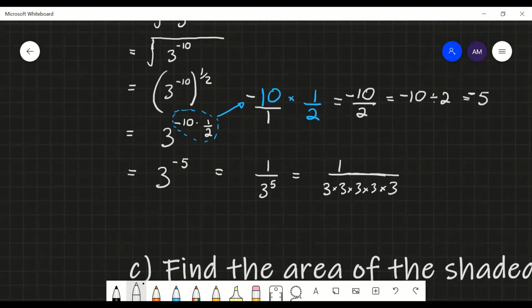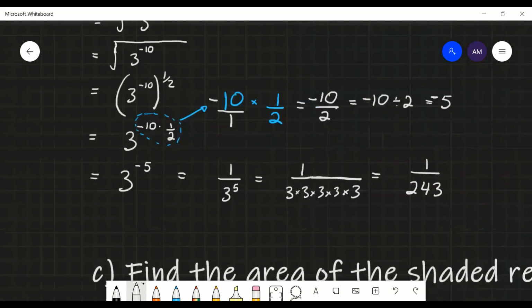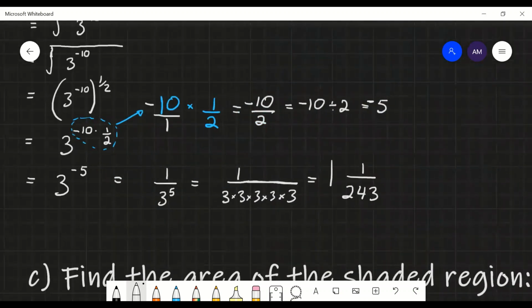I will shamelessly use a calculator for this because I don't know the answer in my head. 3 times 3 times 3 times 3 times 3 equals. I feel like I should have known this one, but I didn't. So 3 times 3 times 3 times 3 times 3 is equal to 243. So our final answer is 1 over 243.